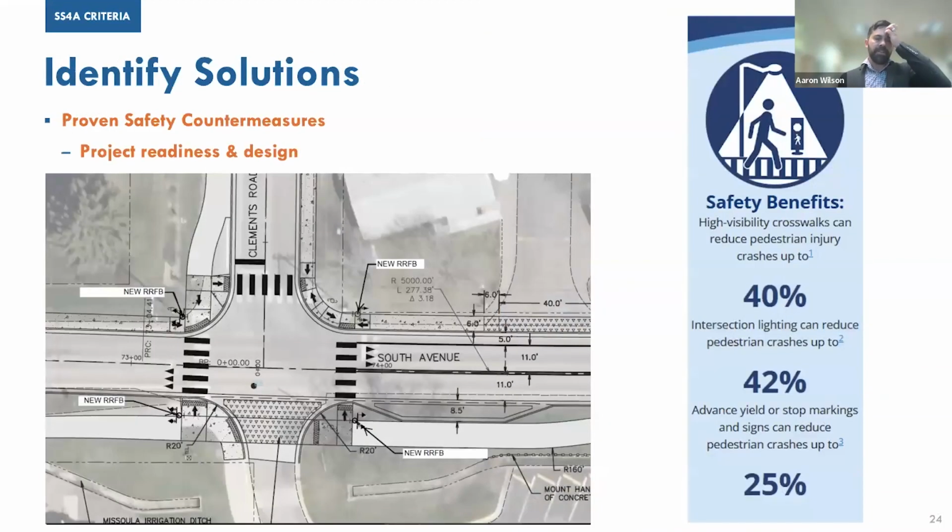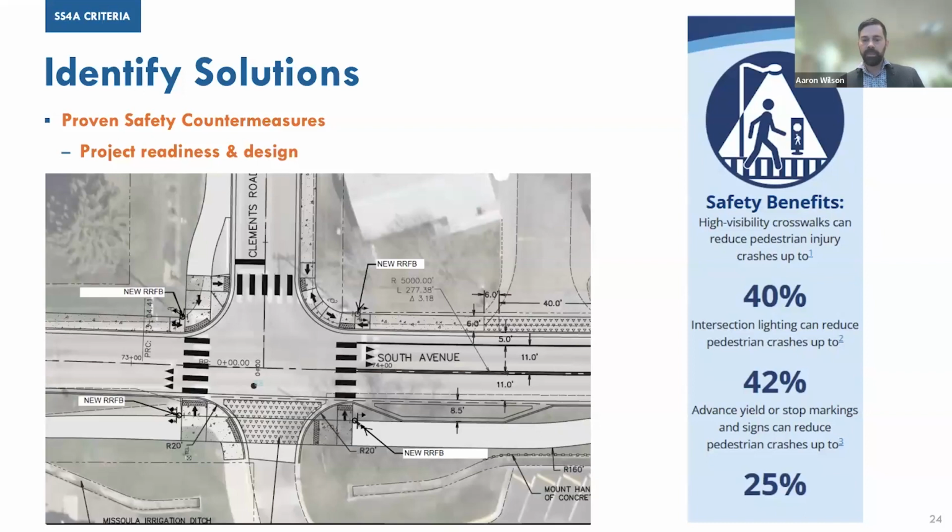So as we started to identify the solutions that we wanted to include in this, we started with all that data we collected, what the crashes are telling us, and then tried to apply really basic analysis, like what are the proven safety countermeasures that we can apply to this corridor and the crashes we're seeing. So really basic: identifying safe pedestrian crossings and the crash reduction rate, and does that actually help address the safety issues?